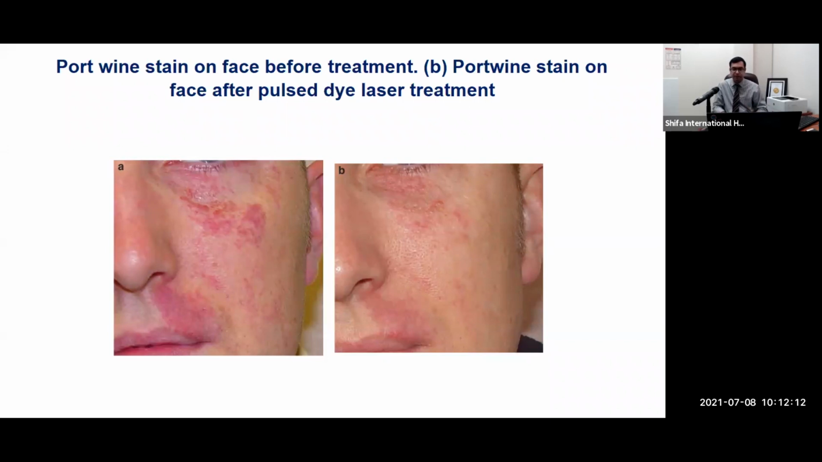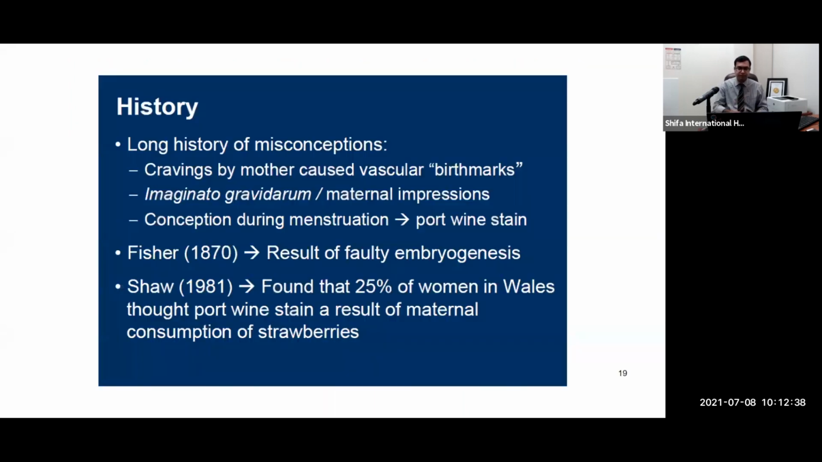But you can see port wine stain, how beautifully it responds to the PDL or pulsed dye laser. Inshallah, I'm hoping to offer this treatment of PDL vascular laser once I've got the laser machine sorted here at Shifa International, and that will be the first of its kind in Pakistan. Vascular birthmark clinic here, inshallah, soon.